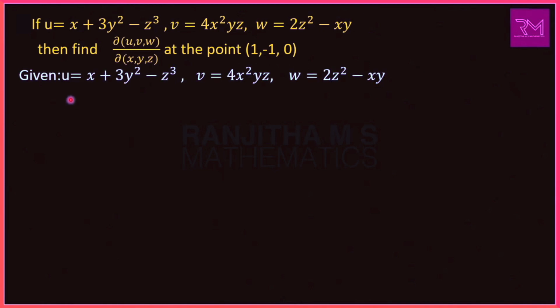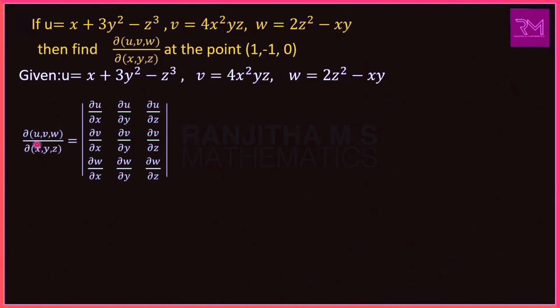First take the given problem. u is equal to x plus 3y² minus z³, v is equal to 4x²yz, w is equal to 2z² minus xy. We know that the Jacobian for the function u, v, w with respect to the variables x, y, z is given by the determinant of ∂u/∂x, ∂u/∂y, ∂u/∂z, ∂v/∂x, ∂v/∂y, ∂v/∂z, ∂w/∂x, ∂w/∂y and ∂w/∂z.